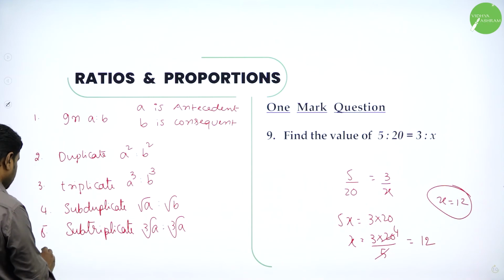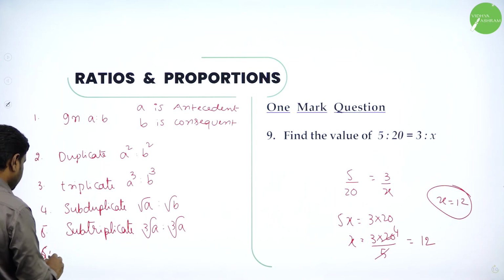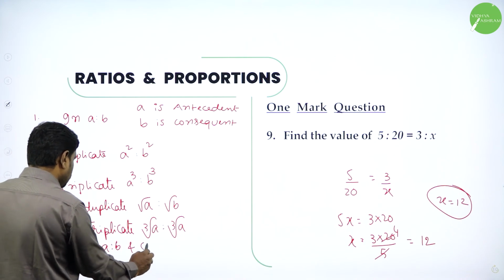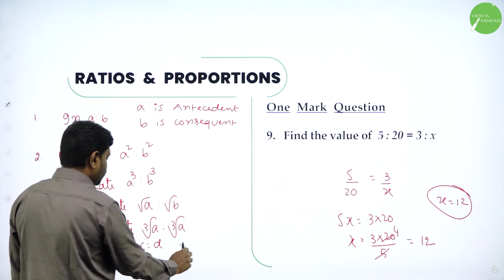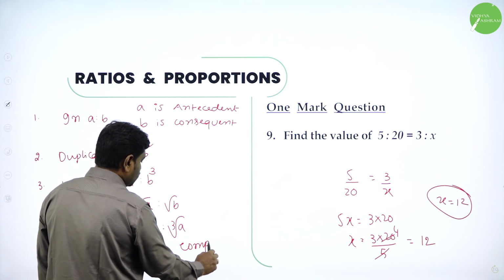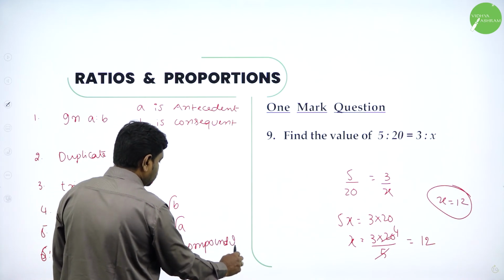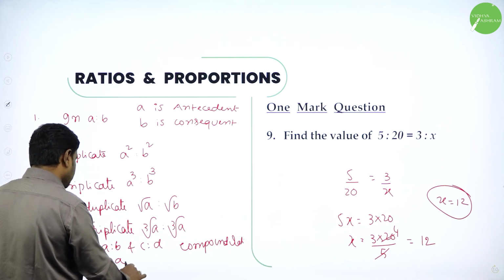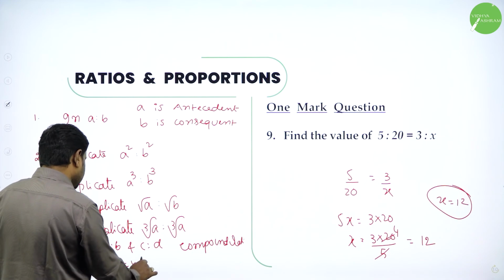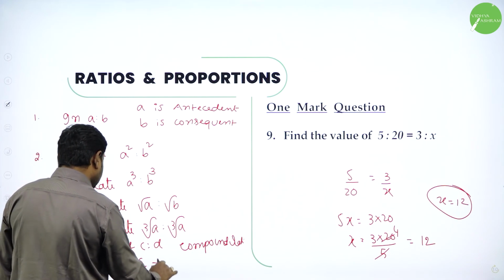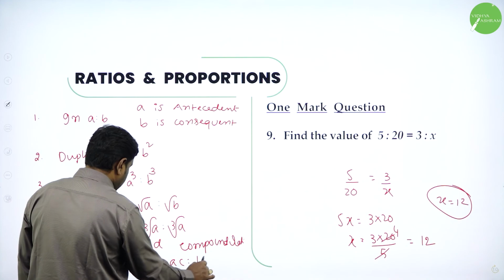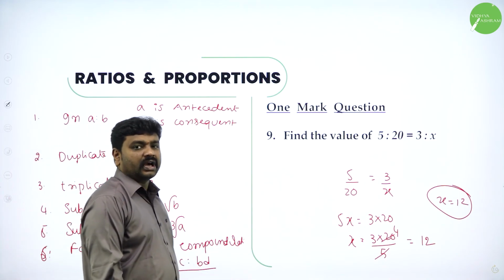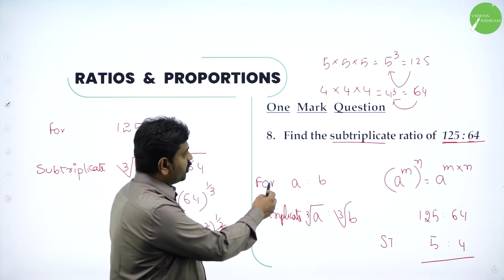And we have done compound ratio. For A is to B and C is to D, what is the compound ratio? The compound ratio is just A by B into C by D, that is AC is to BD. If you do that, it can be written as AC is to BD also. And we have done a problem on this. Now we found out the unknown called x, and also we have done a problem of subtriplicate.